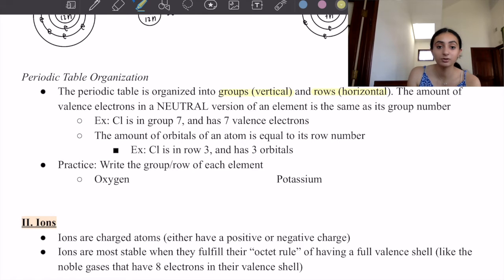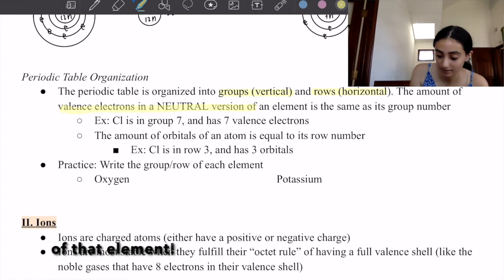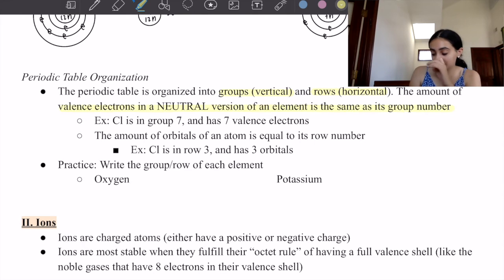There are certain correlations between the groups and the rows, and I'm going to start calling them groups and rows now instead of columns and rows. So the group number that the element is in is equal to the amount of valence electrons in a neutral atom. So as I wrote here, for instance, chlorine is in group 7 and it has 7 valence electrons.